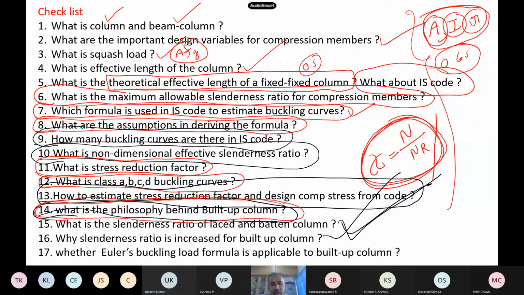You have a major axis, you have a minor axis. One may be fine, but in the other direction, whichever is weak, you make the spacing such that it is fine. Excellent. Now, what is the slenderness ratio of laced and battened columns?